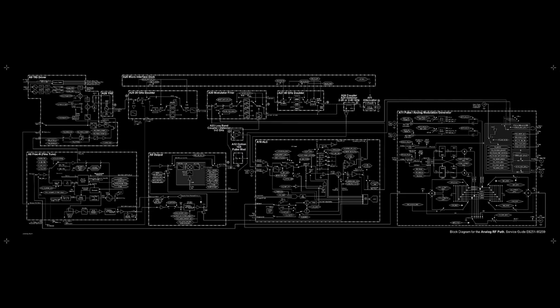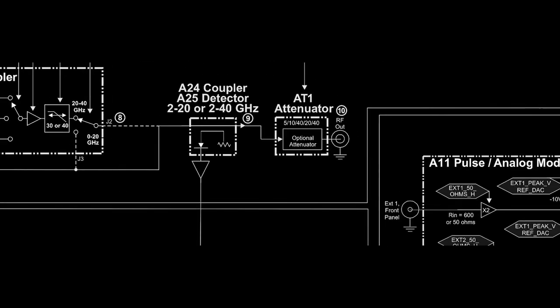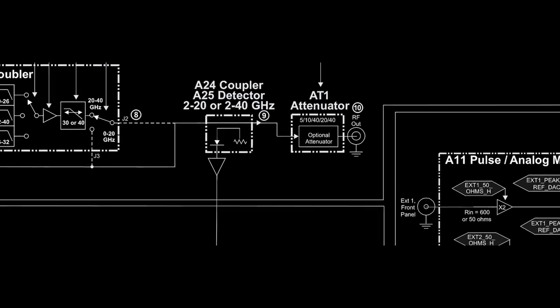This includes our instrument, the E8257C. Beginning at the RF output here, we have, of course, the output connector, which in our case is type N, and then we have the attenuator, which we already saw and removed from the instrument. And we saw that the low amplitude issue persisted even when the attenuator was not switched into the signal path, so we can rule out the attenuator as being the issue.